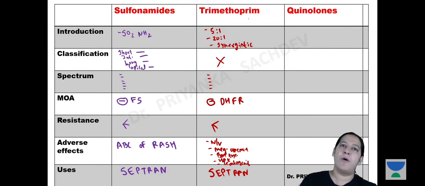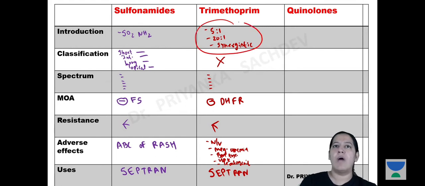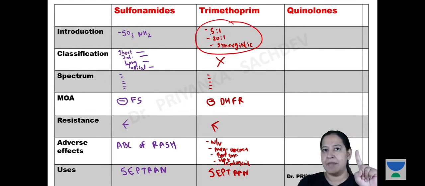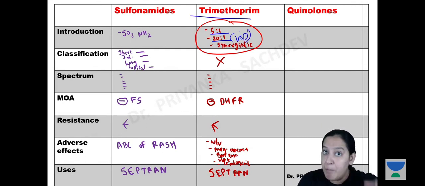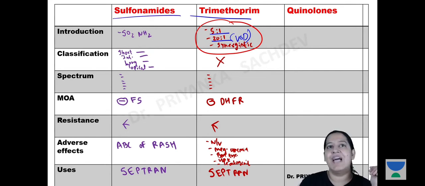What points are important in introduction? Please write it down. In what concentration am I giving them? In tablet, 5:1. After going in blood, what is the concentration? 20:1. Why the change in concentration? Because of difference in volume of distribution. Volume of distribution of trimethoprim is more as compared to sulfonamide. That's why its concentration becomes less and sulfonamide concentration is more.